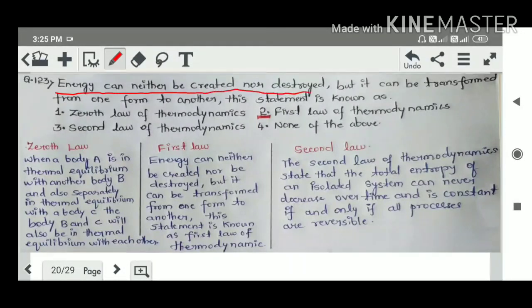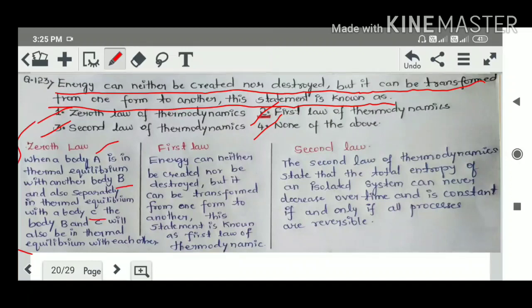Energy can neither be created nor be destroyed, but it can be transformed from one form to another form. This statement is known as, and the options are zeroth law of thermodynamics, first law of thermodynamics, second law of thermodynamics, none of the above. Here I have written the definitions of all thermodynamic laws. First we will see what is zeroth law. When a body A is in thermal equilibrium with another body B, and also separately in thermal equilibrium with a body C, then the body B and C will also be in thermal equilibrium with each other.